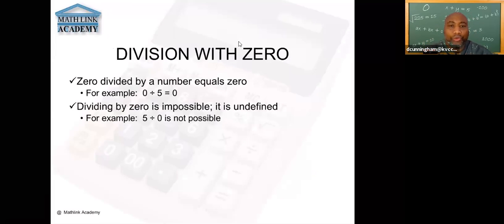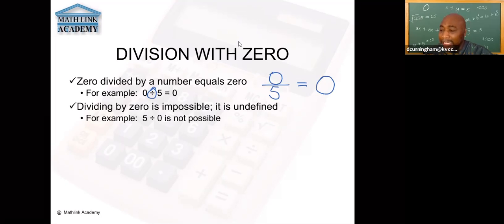Now let me give some rules for dividing by 0, or 0 divided by a number. So 0 divided by a number equals 0. For example, 0 divided by 5 is 0. This symbol here again is a division sign. This is saying 0 over 5, one way to say it. And this is equal to 0.